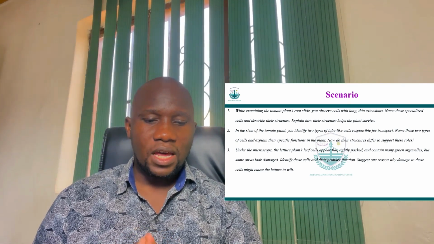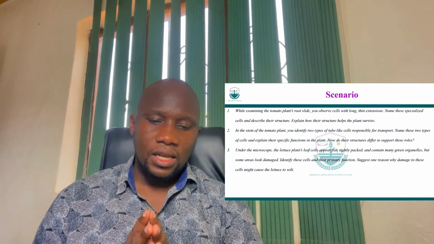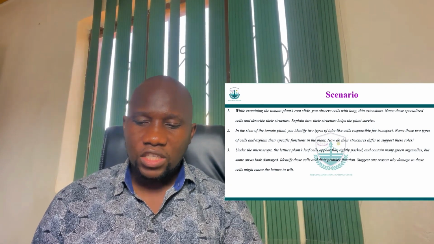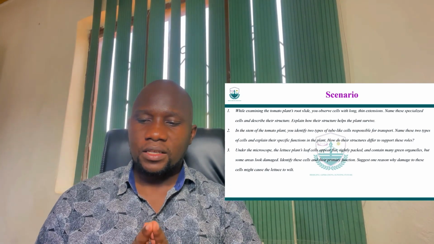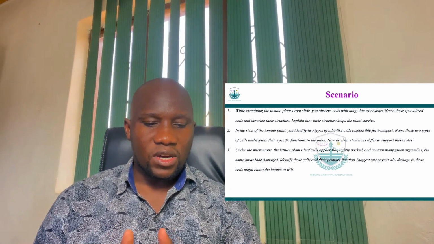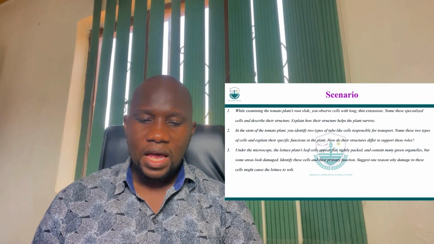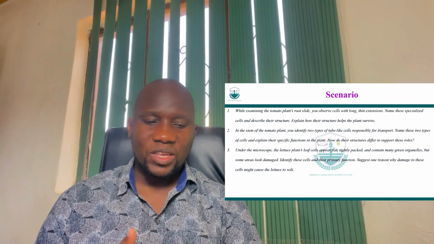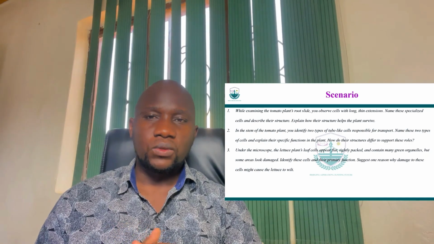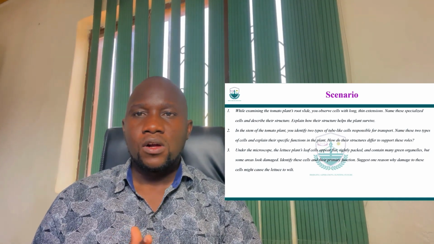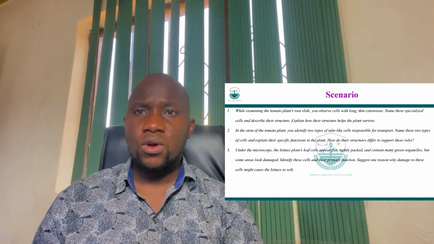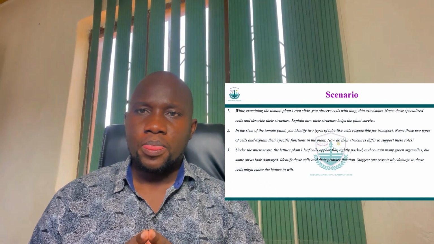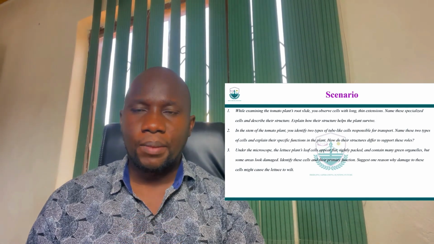The third question is, under the microscope, the lettuce plant's leaf cells appear flat and tightly packed and contain many green organelles, but some areas look damaged. Identify these cells and their primary function and suggest one reason why damage to these cells might cause the lettuce to wilt. Okay, so this scenario is going to enable us to know the different types of cells that are responsible for the health of the plants.